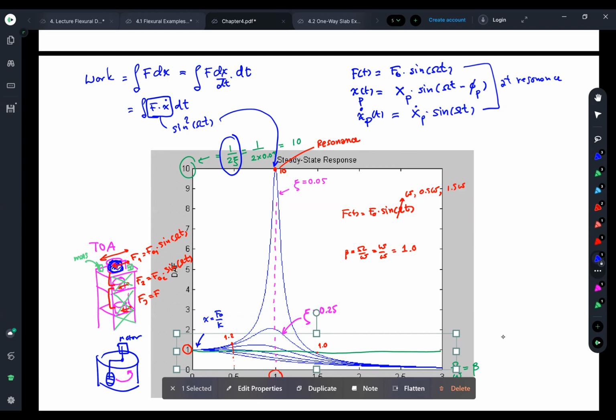It's a case where at every time instant, you try to input from the external force, you try to inject the energy into the system, always positive like this. So if you let the time go, there will be larger and larger energy in your system.